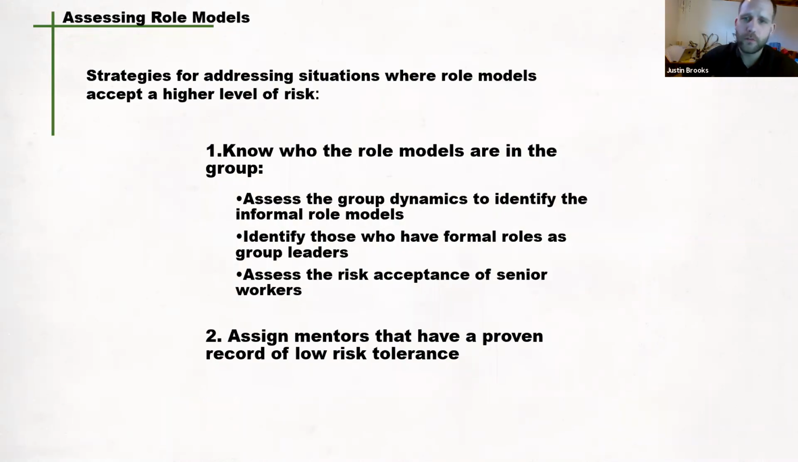So when it comes to assessing role models, some strategies for addressing situations where role models accept a higher level of risk: one, know who the role models are in the group. Assess the group dynamics to identify informal role models. Identify those who have formal roles as group leaders. Assess the risk acceptance of senior workers. Number two, assign mentors that have a proven record of low risk tolerance.